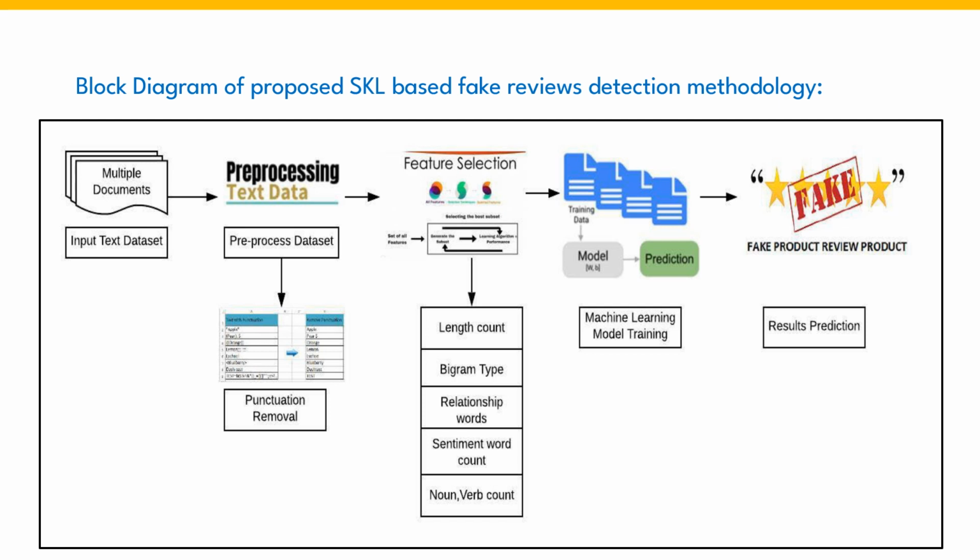After feature selection, it moves on to the machine learning model techniques and finally to the results of fake product review detection, where we will discuss the support vector machine, that is SVM, the KNN algorithm, and logistic regression. Support vector machines are among the most widely used supervised learning algorithms, for linear models such as classification and regression problems.